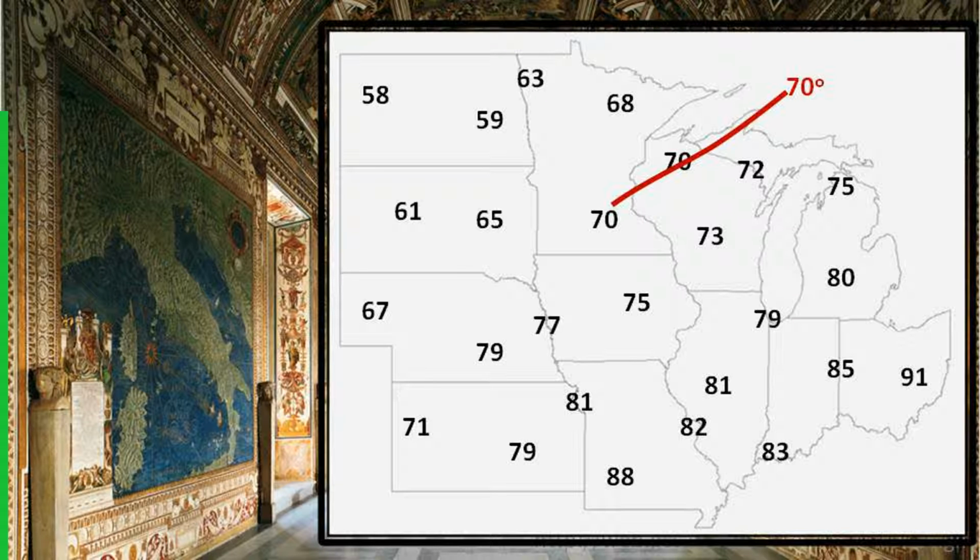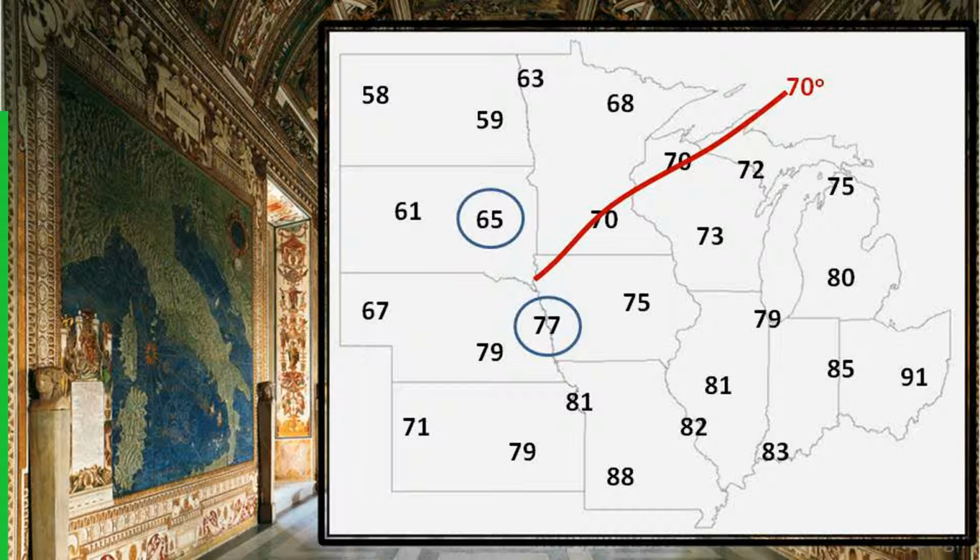It's not so hard to picture how to draw the 70 degree isotherm, say across northern Wisconsin and down towards Minneapolis, because the temperature is exactly 70. Our 70 degree isotherm should cut right through those cities because we want every place on that line to be exactly 70. The question is, what do you do then? How do you keep drawing the contour line so that it continues to separate places that are more than 70 degrees from places that are less than 70 degrees?